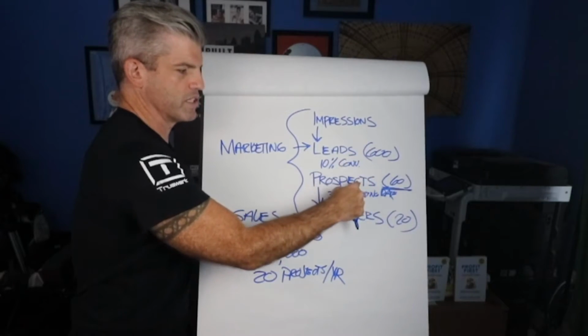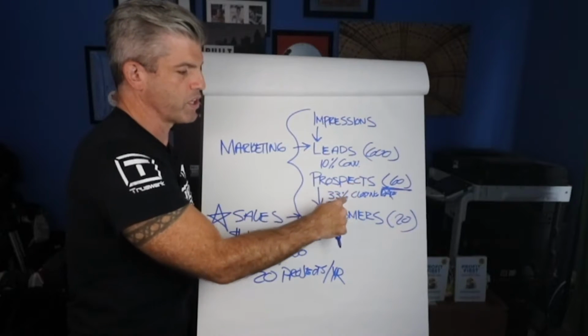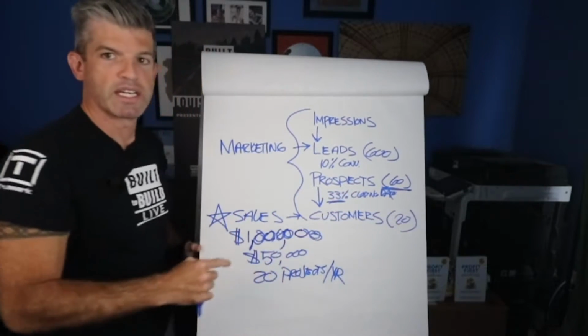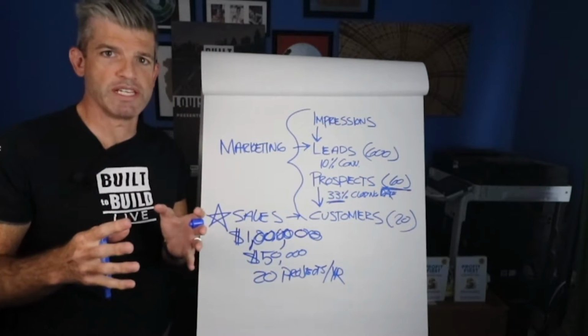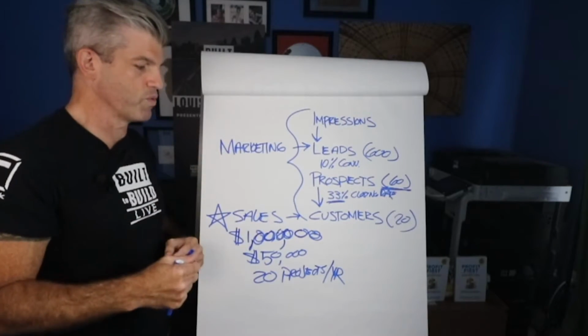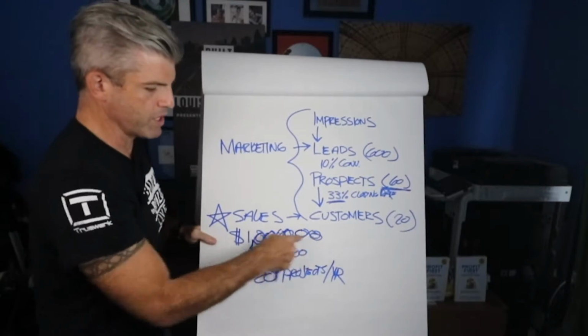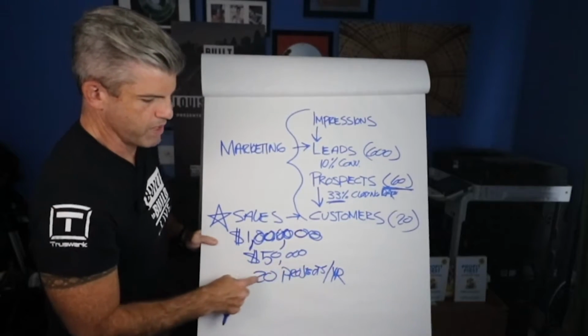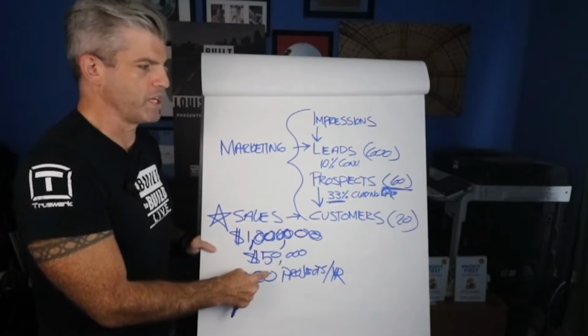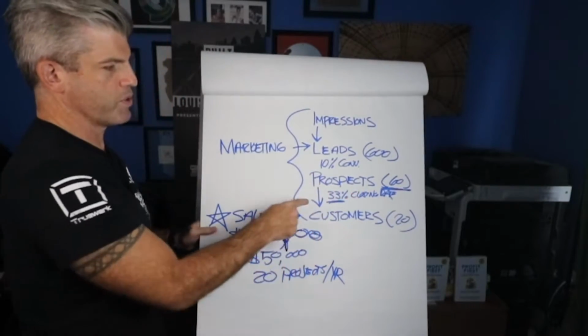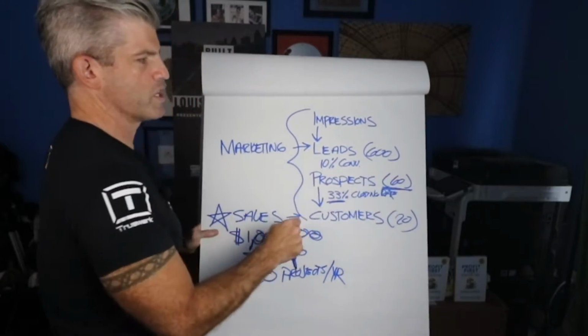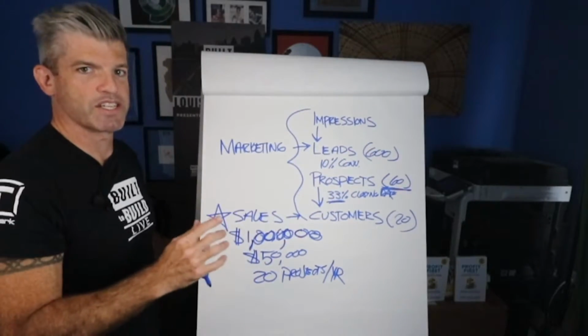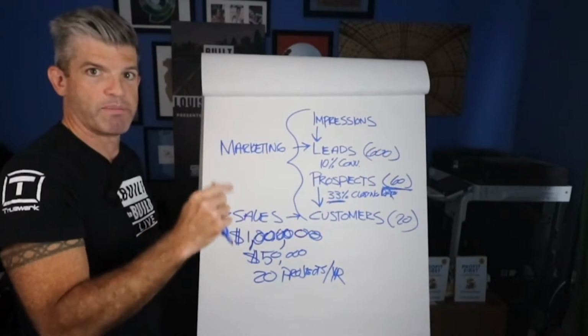600 leads convert to 60 prospects. We close 1 out of every 3. That gives us 20 customers. So let's start putting some numbers to these, and we'll show you how we reverse engineer this. Remember, we're a $1 million company here. $50,000 average per project means that we need 20 projects per year. So with 20 projects per year, we need to talk to 60 prospects, and we need to generate 600 leads.